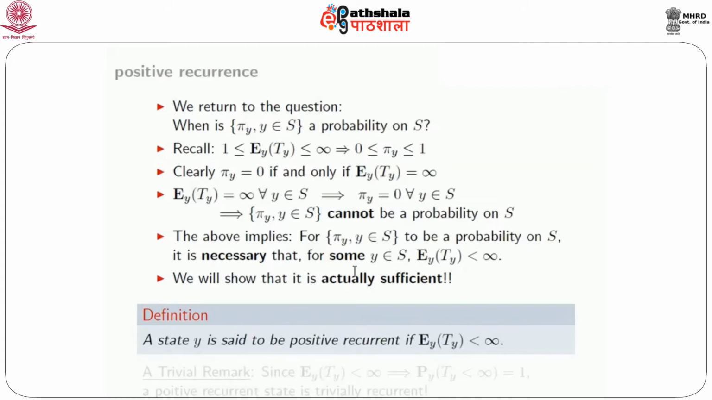Okay, so for that we make a definition. Here we are dealing with a property that for some y in S, we want Ey[Ty] to be finite. There is a name for this particular property. A state y is said to be positive recurrent if Ey[Ty] is finite. Remember, recurrence was that Ty should be finite with Py probability 1. Whereas we say that y is positive recurrent if not only Ty is finite with probability 1, its expectation also is finite. Of course, a trivial remark is that if you already have Ey[Ty] finite, that forces the Py probability that Ty is finite to be 1. So a positive recurrent state is, of course, trivially recurrent.